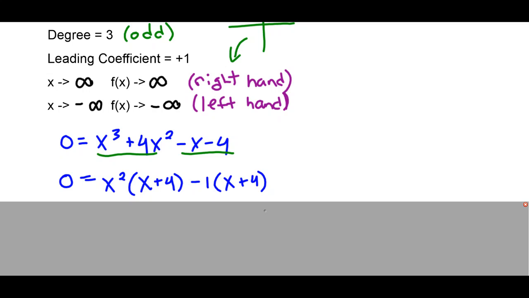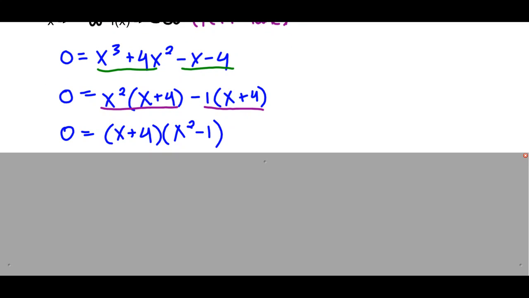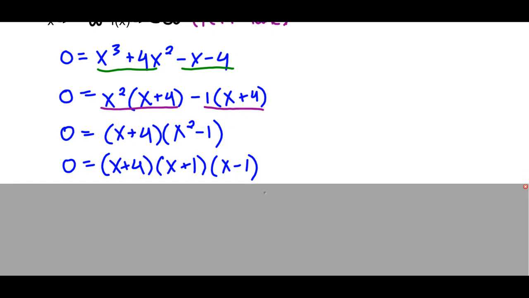And this is important because if you look at them, both the first term and the second term have an x plus 4. So that x plus 4 is a GCF, and we can factor that out. Once you factor out the x plus 4, that leaves us with x squared minus 1. And hopefully you recognize that as a difference of two perfect squares. And that can also be factored. So finally, we end up with that.